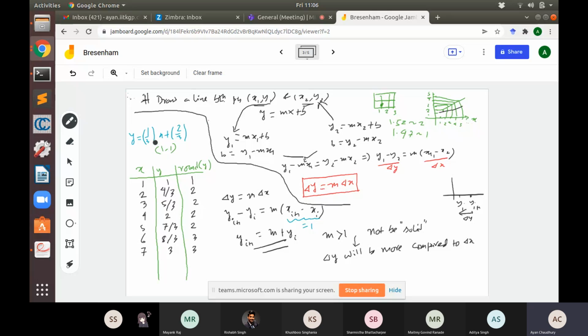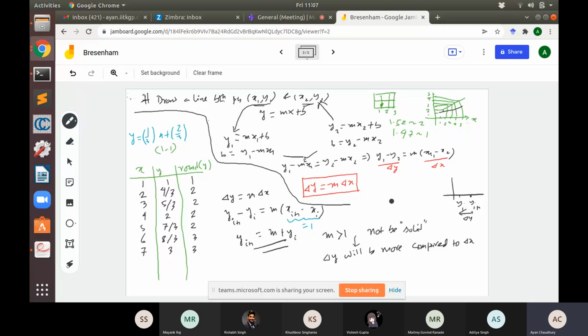And then we try to see, if we increment x by discrete values, how the y values will look. We started with x is equal to 1, 2, 3, 4, and we got some y values. Since pixels are discrete, you cannot use floating point numbers here, so eventually we have to round them. That's why we have seen the rounded values for the y values. And we have seen that if m is greater than 1, then the line won't be solid because delta y will be much larger than the delta x values.